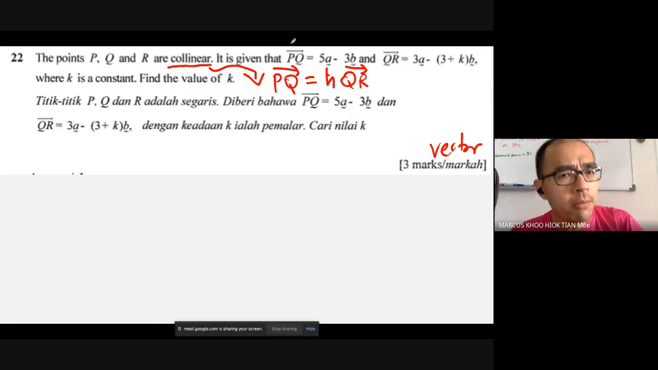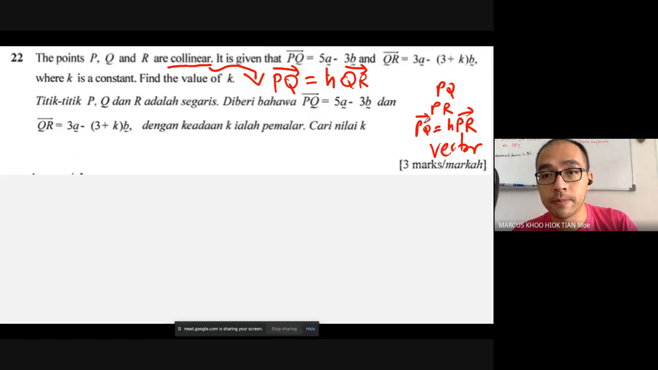Okay, so it depends a lot on what the two vectors they give you are. If they give you PQ and QR, then we write it this way: PQ equals to hQR. If they give you PQ and PR instead, and they still say P, Q and R are collinear, then you will write this as PQ equals to hPR. We write it this way. So it depends on the vectors that they give you.